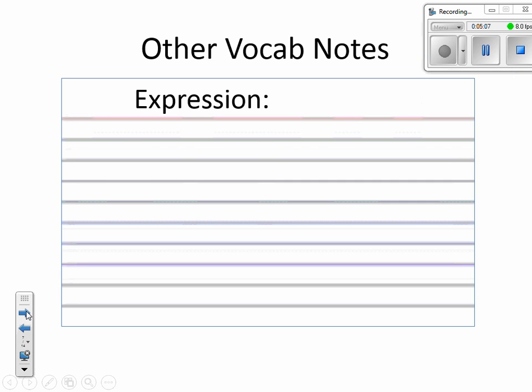Okay, other vocabulary notes. A lot of times in directions you're going to see words like expression, equation, simplify, evaluate, and sometimes people aren't sure exactly what those are talking about.